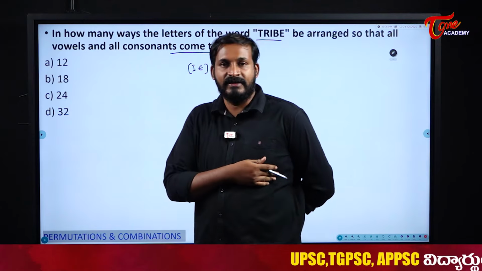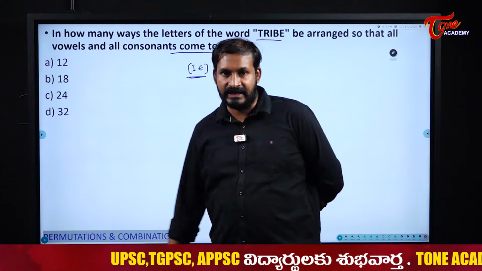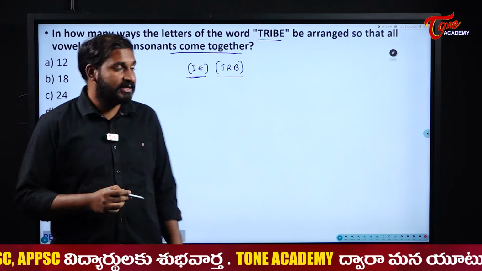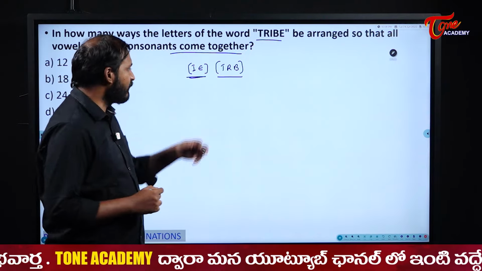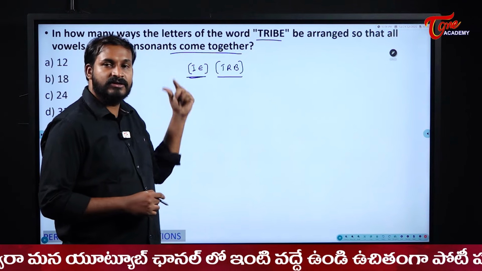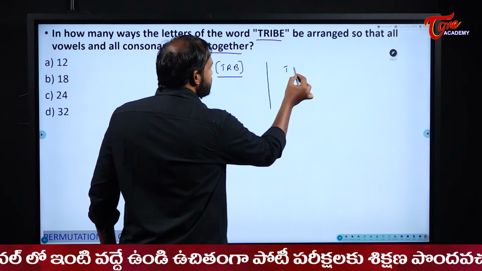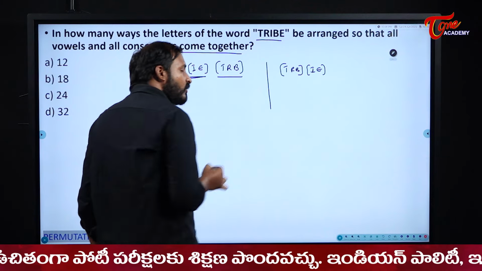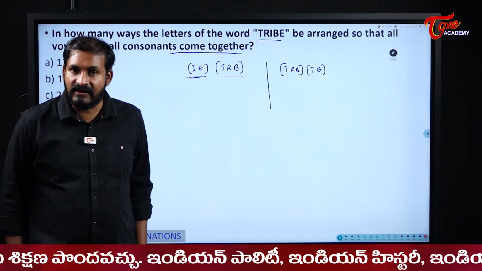Now I will consider the vowels as a single letter and the consonants as a single letter. So overall how many letters are there now? 2 letters. 2 letters can be arranged in 2 factorial ways. That means either I write this group first and the next group next, or this group first and that group next. 2 different ways. So I can write it as TRB IE. Next, not only this students, they can also be internally arranged or internally shuffled.